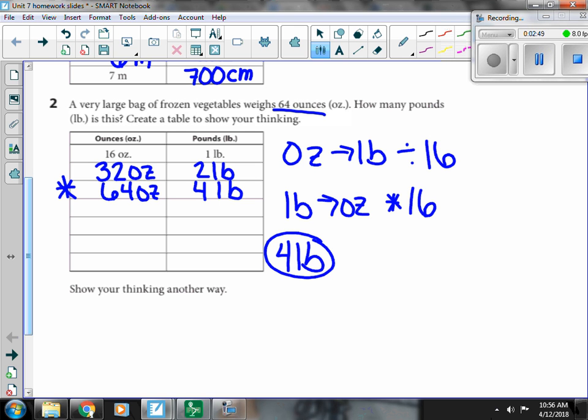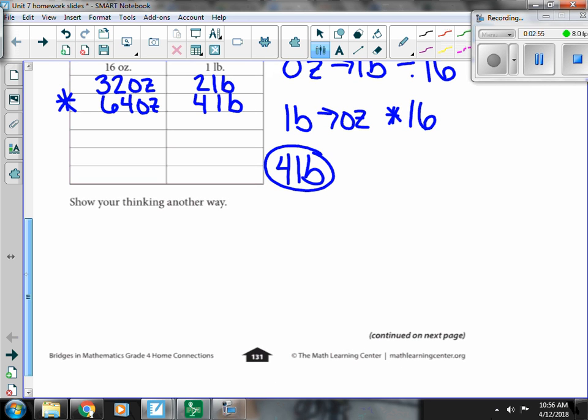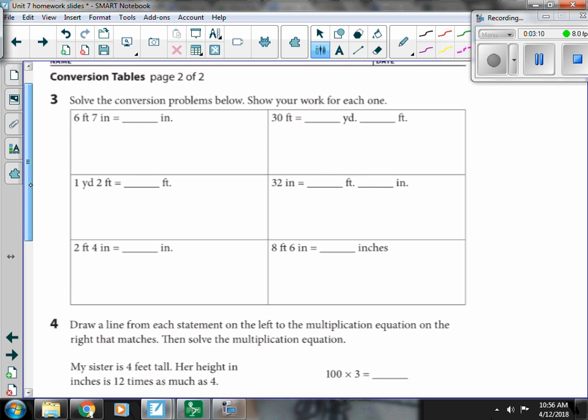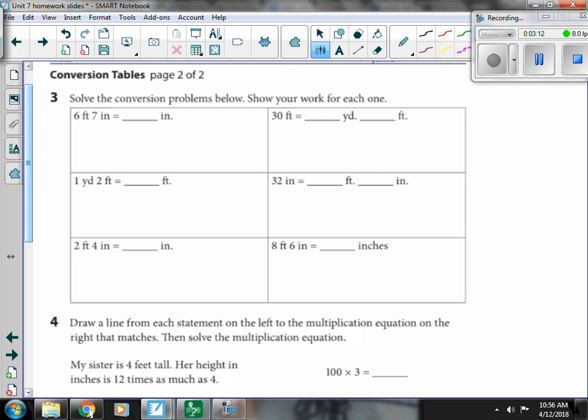and 64 ounces. Okay. If I want to show my thinking another way, I could do long division. 64 divided by 16, and I would get 4. On the back, we're doing all conversions. So if I went 6 feet and 7 inches in just inches, I know that there's 12 inches in a foot. So I need to do 12 times 6, which is 72. And then I want to add on the inches that I had. So 72 plus 7 is 79.